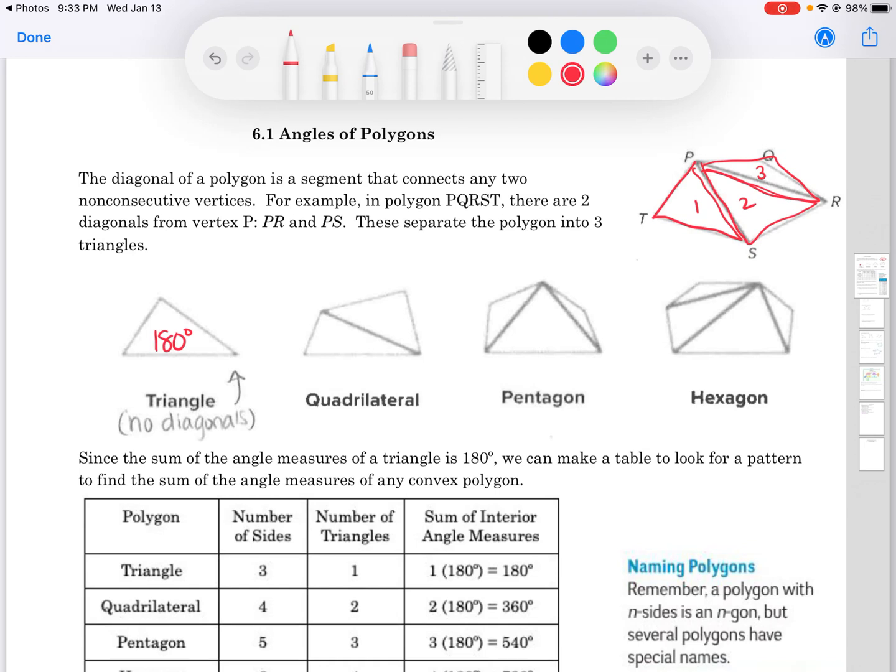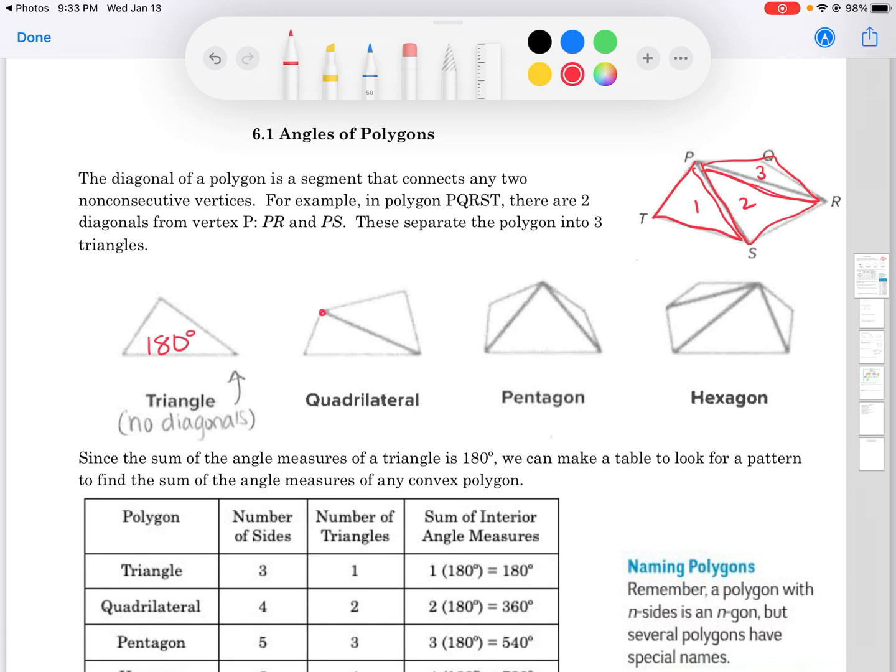We can't draw diagonals in our triangle, though, because there's no vertex that's going to be non-consecutive, right? These guys are next to each other. These guys are next to each other, and these bottom two are next to each other. In our triangle, we know we have 180 degrees as well, which is important.